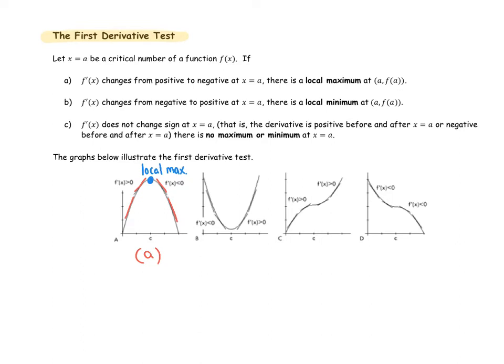Okay, and this second one right here, this is our B scenario. If our derivative changes from negative tangents or negative derivatives to positive derivatives, then this point right here is our local min. Okay, and then in this last scenario, these ones are both C. Note the derivatives never really change. Positive, positive, positive, positive. Negative, negative, negative, negative tangents and derivatives. Okay, and we're going to look at this in our next example.